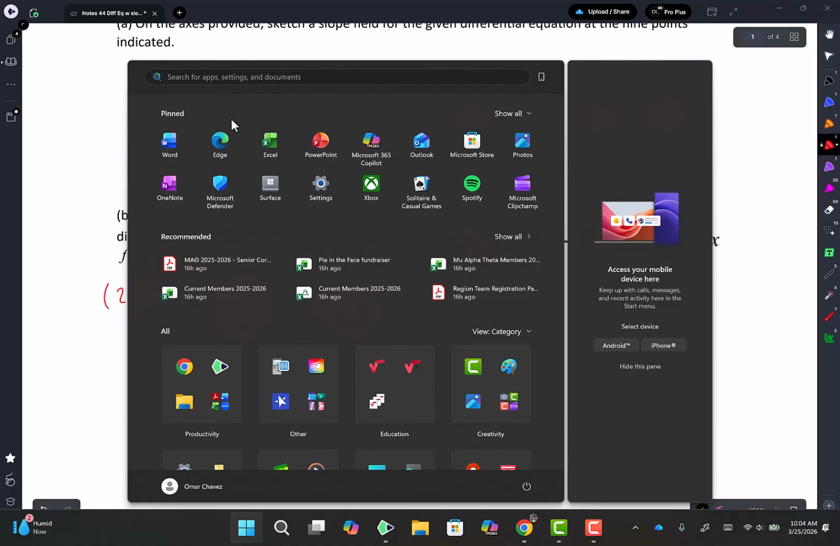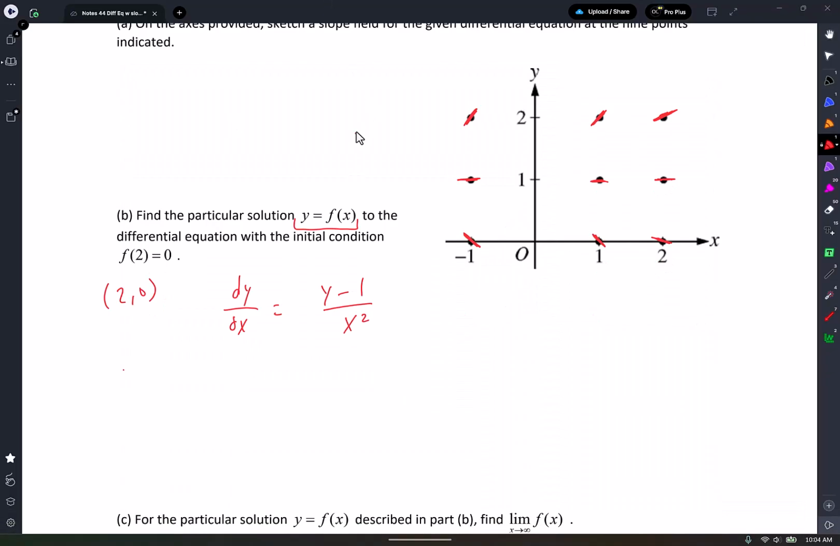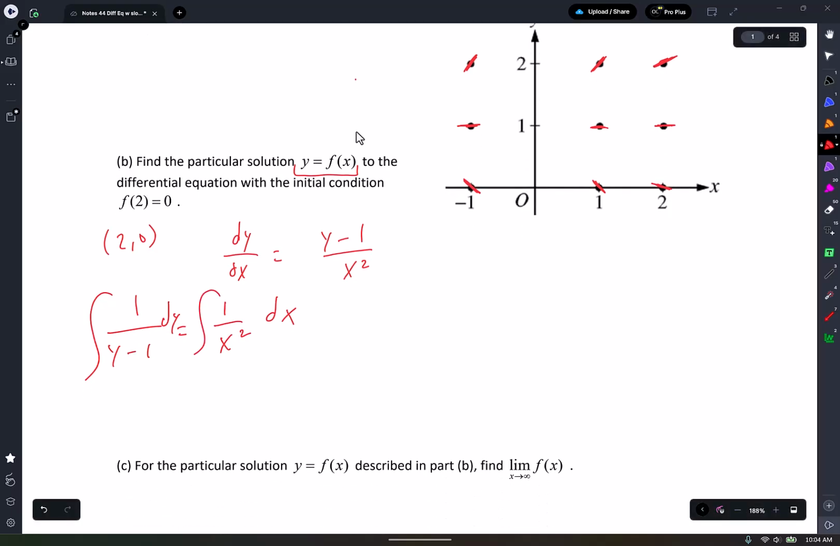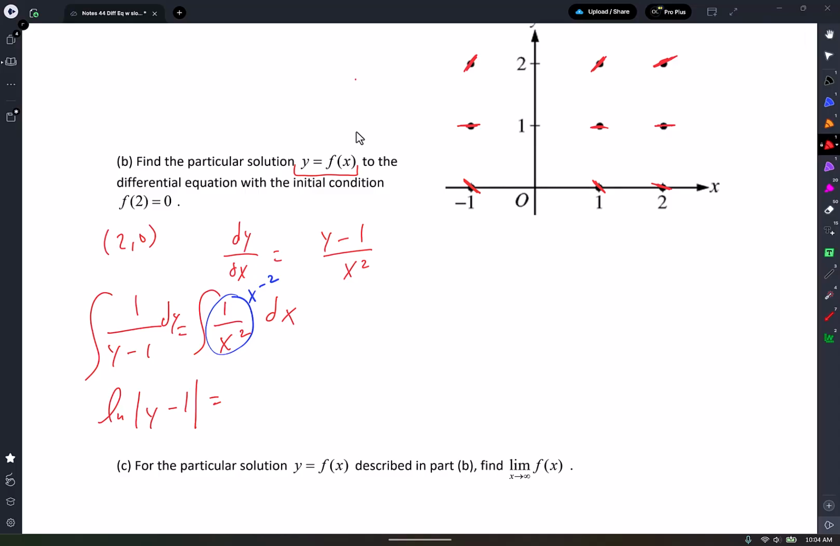So you're going to have dy over y minus 1 equals 1 over x squared dx. I guess put the dy to the side here. Like that. Are we still okay? Okay. What's my next move? Integrate. So this is a linear expression on the bottom, so this one's going to be ln absolute value of y minus 1 equals, this is not a linear expression, so do not call that ln. That's x to the negative 2. So add 1, x to the negative 1, and divide by that number. So negative 1 over x plus c.